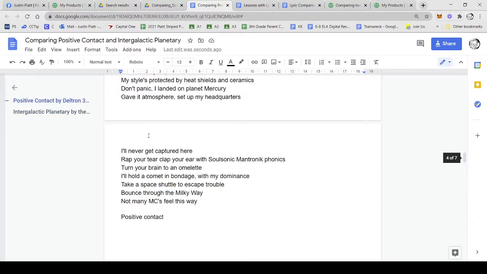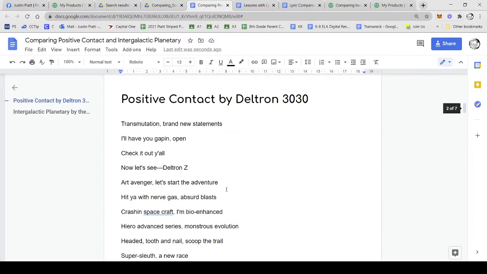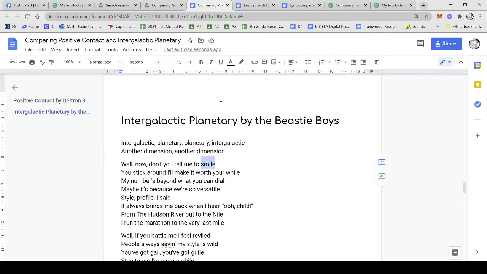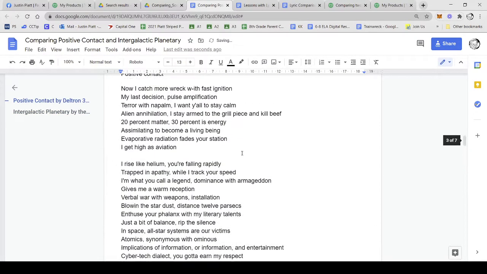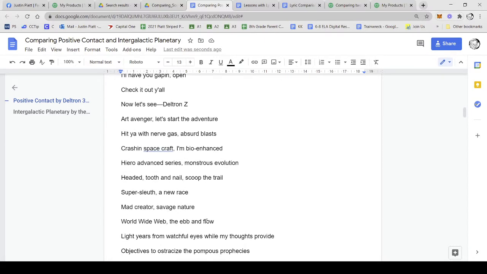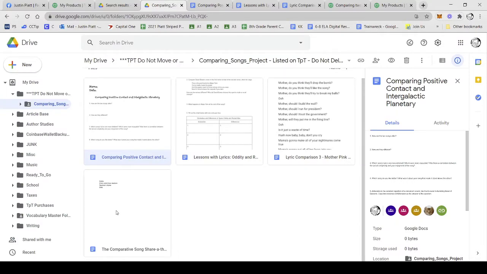So day 2, we listened to these and we kind of filled these out, but also we went through and we're like, okay, well let's find the rhymes. And students were picking out like smile, wild, dial, versatile. It's very simple in Intergalactic. And then we were doing the same thing for this for a little bit, and picking out some of the literary elements, the alliteration, and this kind of really got in depth.